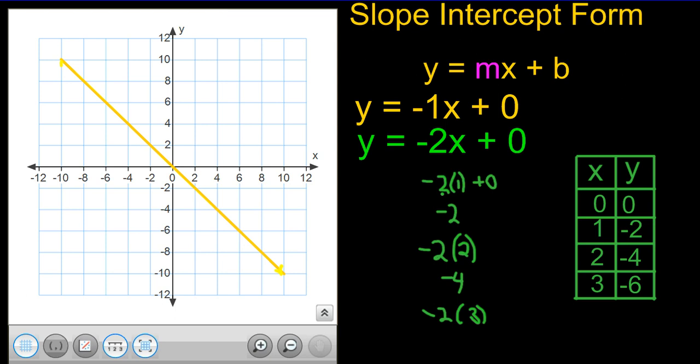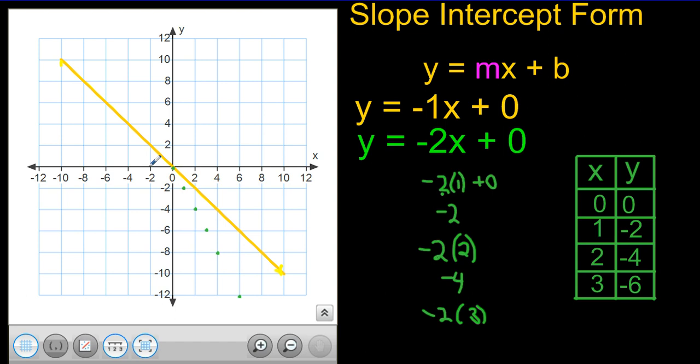Now I come over and I can plot my points. So I have 0, 0, then I have over 1 and down 2. Then I have over 2 and down 4. Over 3 and down 6. And again, you can kind of see the pattern that's going on. So when I go over 4, I'm going to go down 8. When I go over 6, I'm going to go down twice that, which would be 12. And then just the opposite in the other direction.